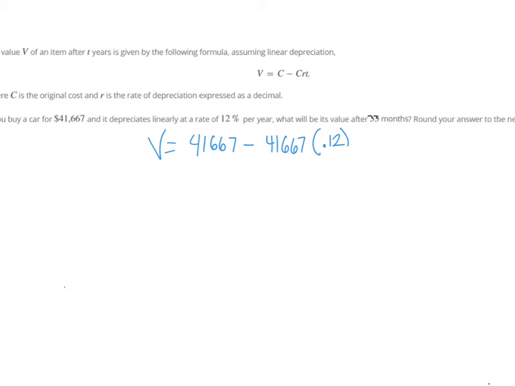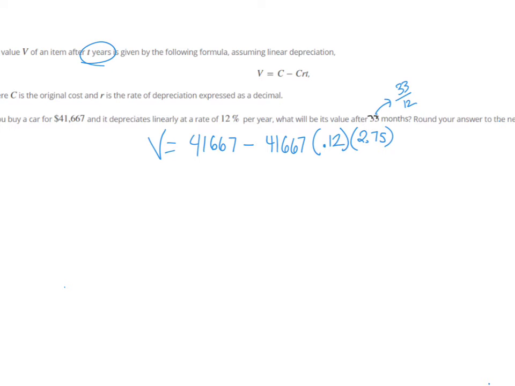And then the time, this is a little bit sneaky. It says 33 months, but the formula has to be in years, so you have to convert your 33 months into years. The quickest way is to do 33 divided by 12 to see how many years that is. It's not going to come out perfect, but it doesn't come out too bad. It's 2.75.